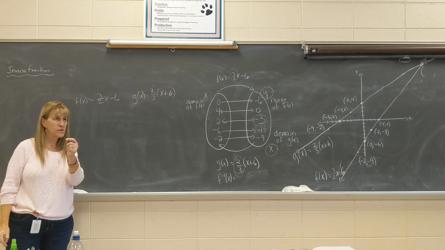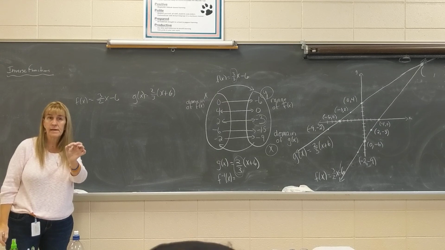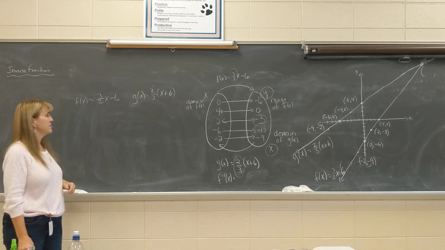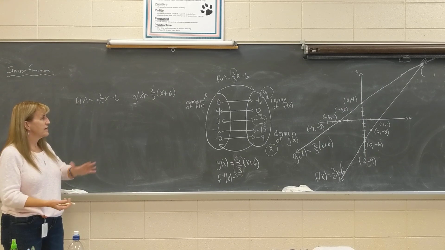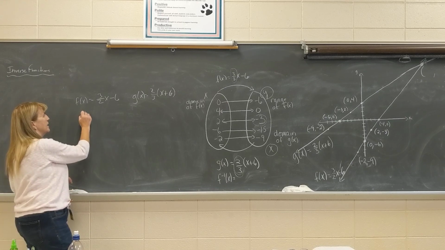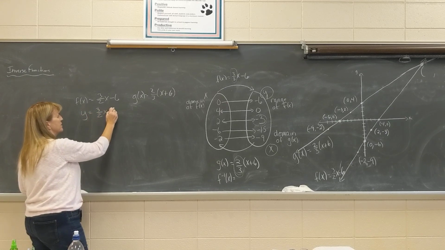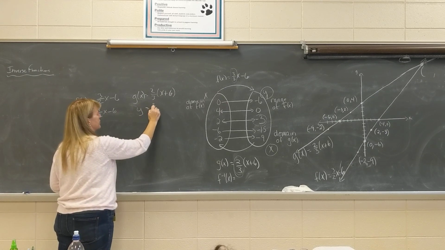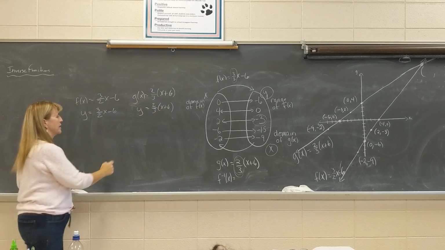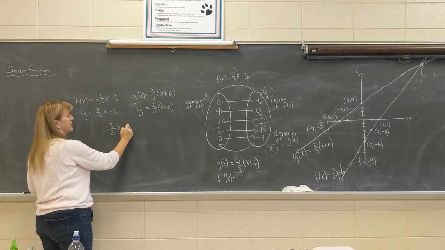Find the point of intersection. We're looking for the points in common between the two graphs, which means the x and y values have to be the same x, y value on each of the functions themselves. So I'm going to write y equals 3 halves x minus 6. I'm going to write y equals 2/3. And what do you think we have to do with it? Set them equal. I'm going to go kind of fast because I know your bell is about to ring.